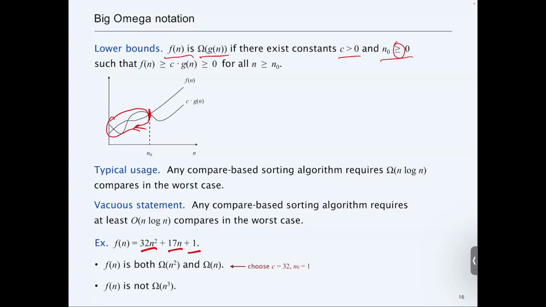So in algorithms, lower bounds are extremely important. For instance, the typical usage that you see in the middle of the slide here is that a comparison-based sorting algorithm has a lower bound of n log n. What that means is that no comparison sort, so no sorting algorithm that uses comparisons between two elements, can fundamentally beat the n log n growth rate in the worst case. And that's a major theorem that we're going to eventually prove later on in this course.